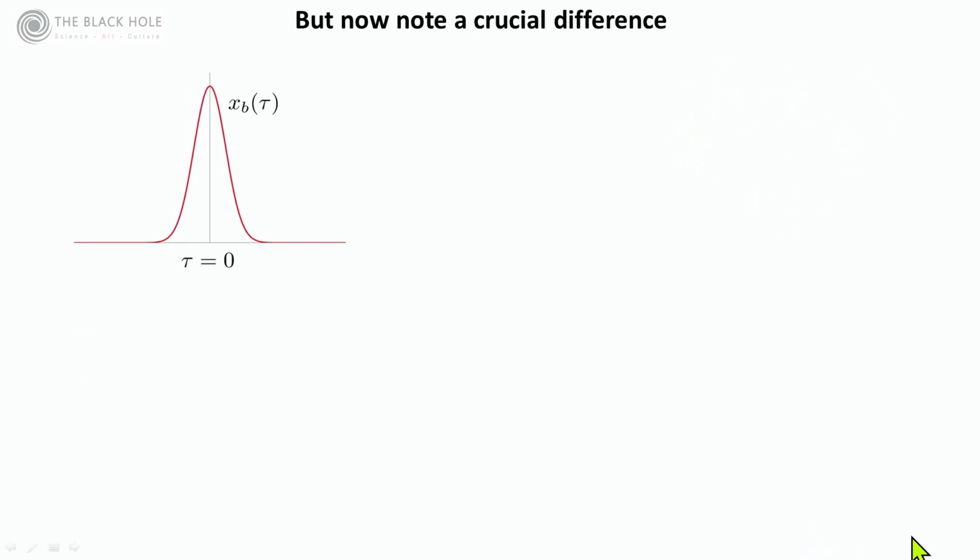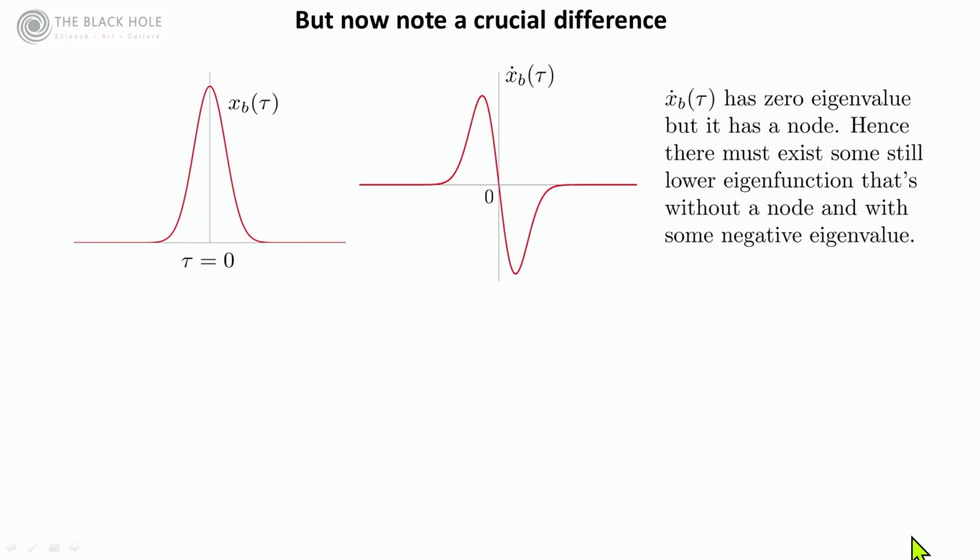Okay, so far there's hardly any difference from what I did earlier. In fact, there's no difference. But now there's going to be a very crucial difference, and that's going to make all the difference. You see, xb dot of tau has a 0 eigenvalue, but it has to have a node. A node is where a function is 0. So here's a plot of xb dot. If xb is this, as I said earlier, if you differentiate it, it's got to be 0 over here.